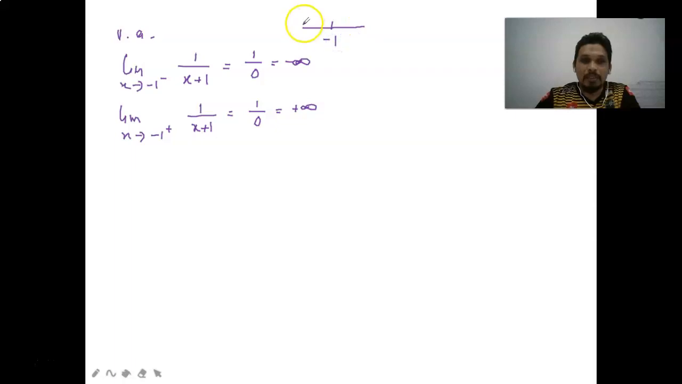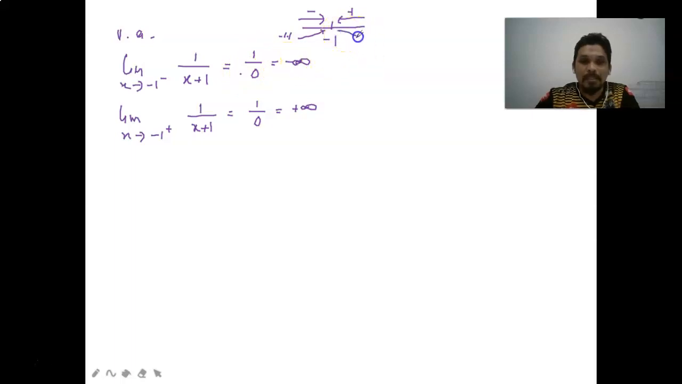Negative 1 here, approaching negative 1 from the left, and approaching negative 1 from the right. An example that I can think of here is negative 1.1. Negative 1.1 plus 1 equals negative 0.1, approaching 0, but it's negative here. So 1 over a negative value equals negative infinity.